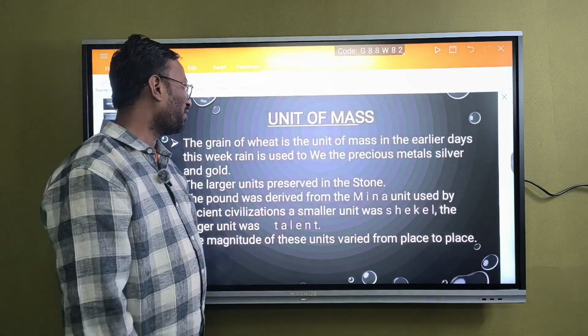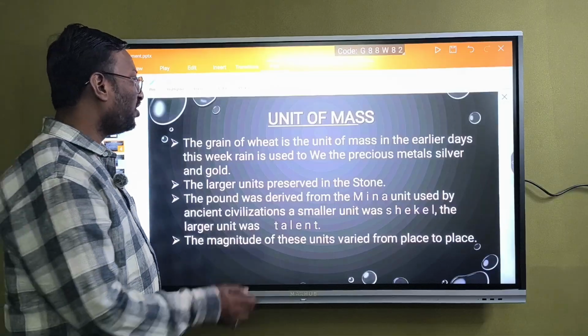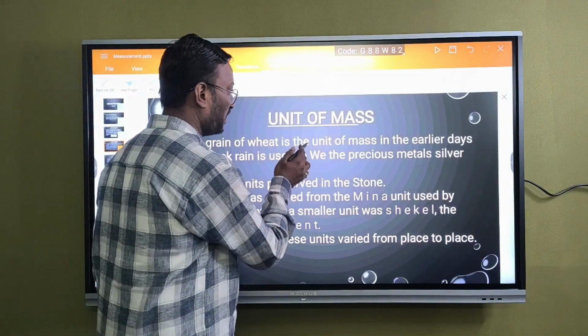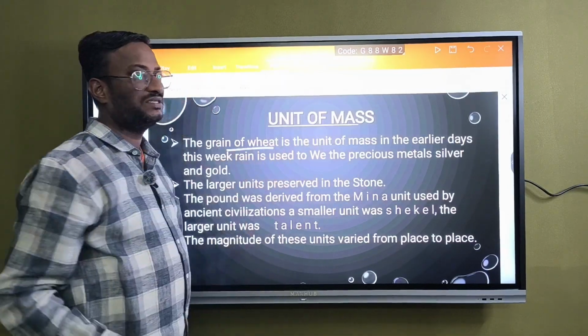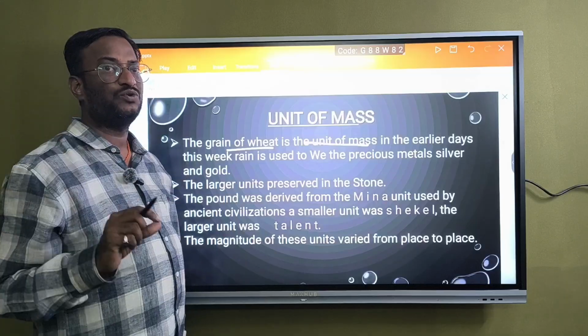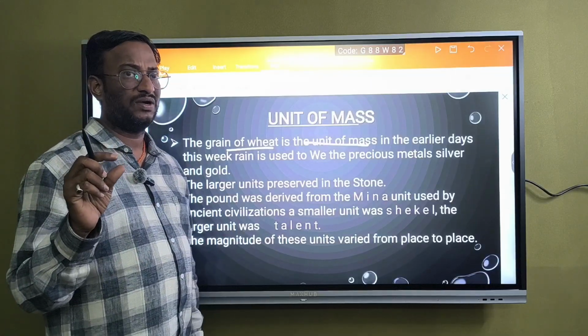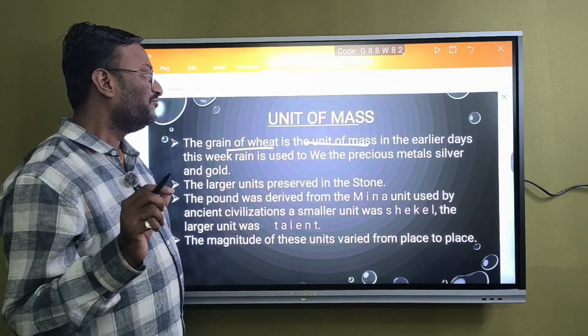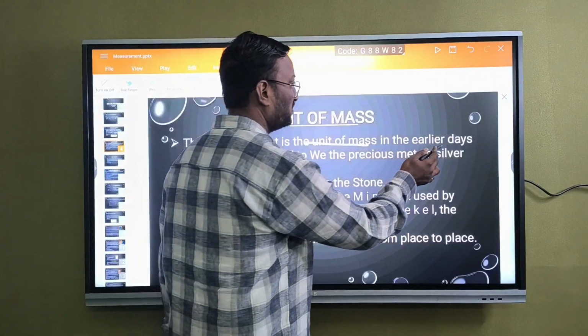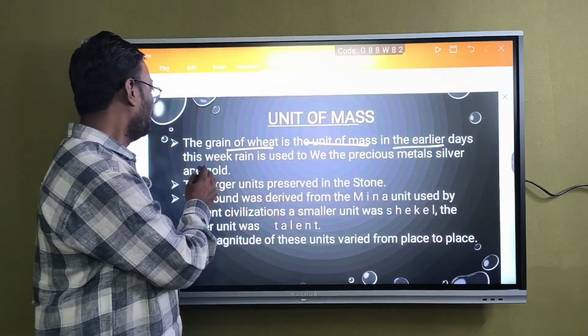Next one is unit of mass. The grain of wheat is used as a unit of mass. Wheat grain. Wheat is there, na? So wheat grain was used, atta, chapati powder. Okay. So that was called wheat. Wheat grain was used as a unit of mass in the earlier days.